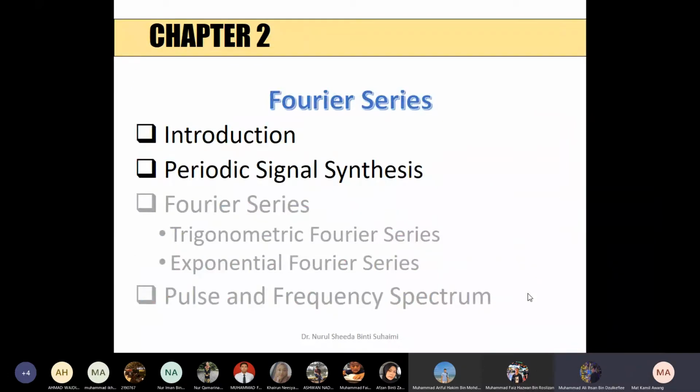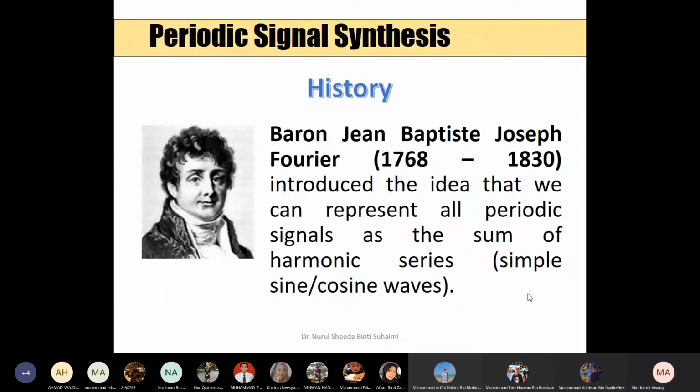Now we go into the topic of periodic signal synthesis. This is the history: Mr. Fourier introduced the idea that we can represent all periodic signals as a sum of a harmonic series. That is how the Fourier series started. All periodic signals can be represented as a summation of harmonic series, for example sine and cosine. So you can approximate the signal by using sine and cosine.